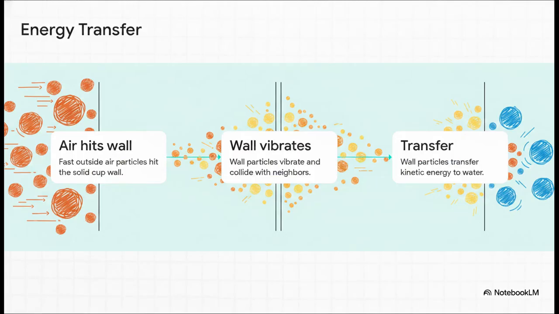So here is the exact cause and effect storyline you're going to want to use to explain this scientifically on your test. Step 1. The fast, warmer outside air particles collide with the outside of the cup wall. Step 2. This collision transfers kinetic energy to the solid wall particles, causing them to vibrate more quickly in place and literally bump into their neighbors deeper inside the wall.